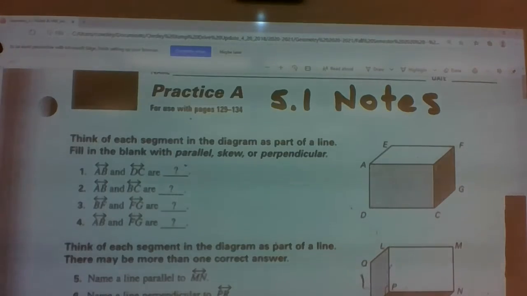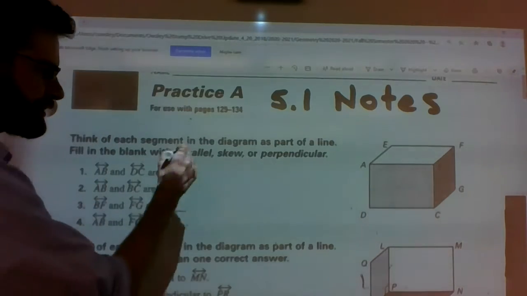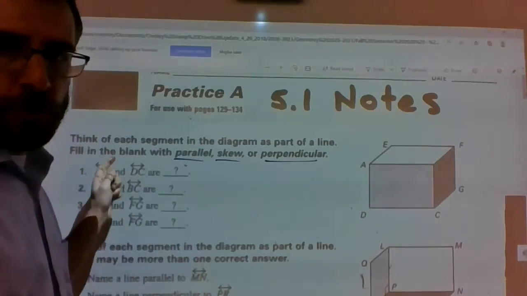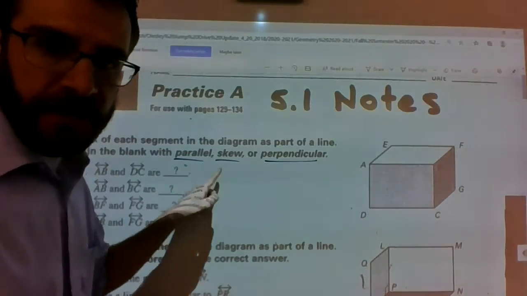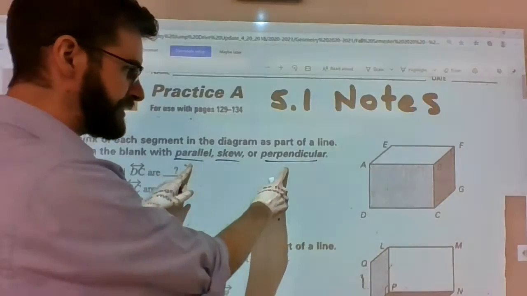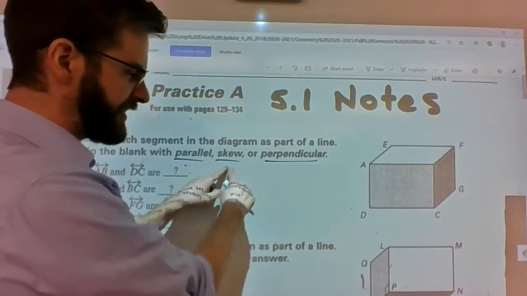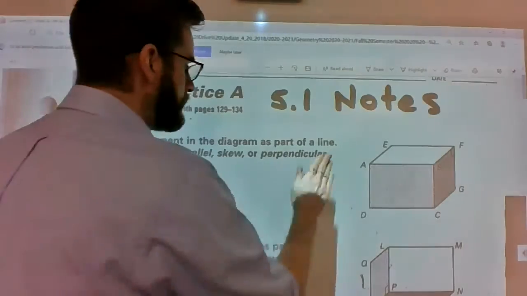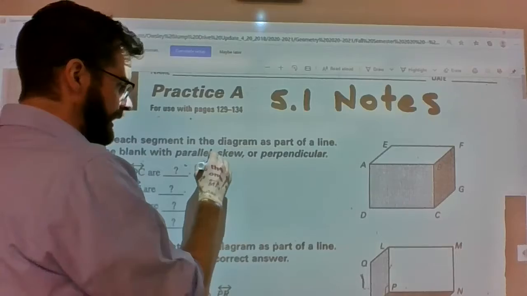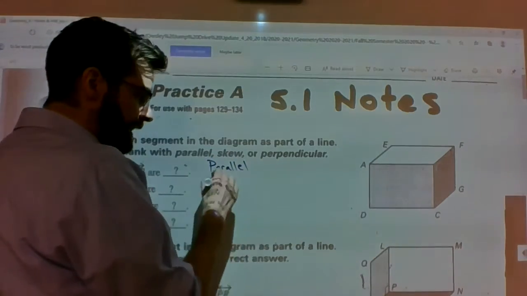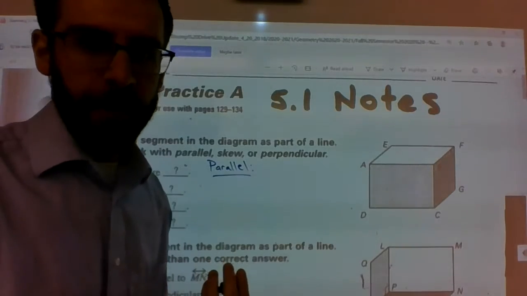All right, so the first thing I want to talk about are these 3 terms. 2 lines can be parallel, skew, or perpendicular. Now I think we've talked enough about the first and last one, but skew might be a little bit difficult to ascertain. So, what are parallel lines? Here's the formal definition for parallel lines as we see them in geometry.